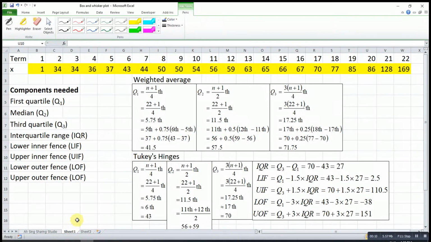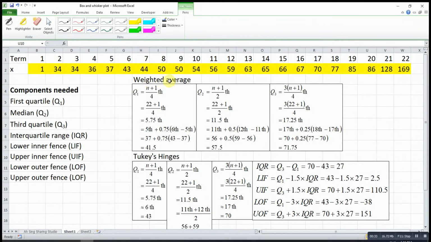To draw the box plot, what we have to do first is obtain all the necessary information for this data set. When we find the quartiles, actually we have two methods. One is by using weighted average, one is by using the two key hinges approach. Let me briefly explain the two methods.